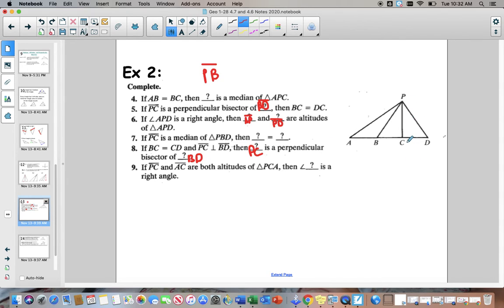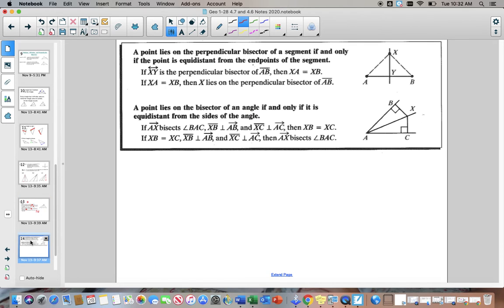PC and AC are both altitudes of this triangle. That means that ACP is a right angle. Okay. And then just to emphasize one of the proofs that you're going to work on tonight, a point is on the perpendicular bisector if and only if it's equidistant from the endpoints. Also, when you talk about an angle bisector, a point lies on the bisector if and only if it's equidistant from the two sides.